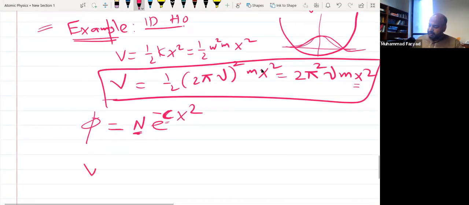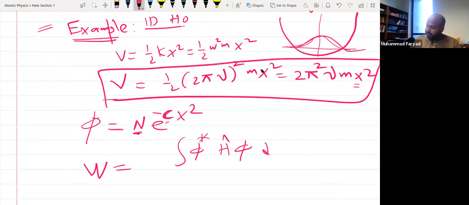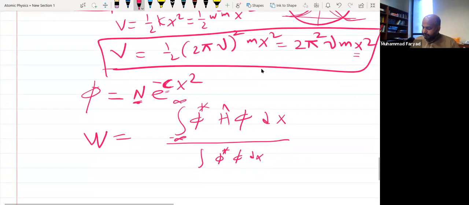So it means W would be the integral of phi star Hamiltonian phi d tau, and d tau this time is just dx, and my integration limits are going to be minus infinity to infinity. And then over here I will have the integral of phi star phi dx, like this. So let me actually do both of these integrals one by one.